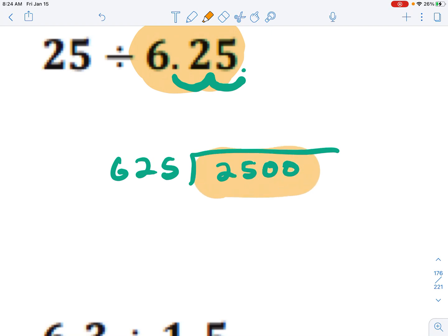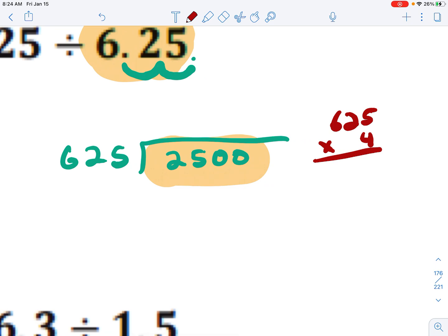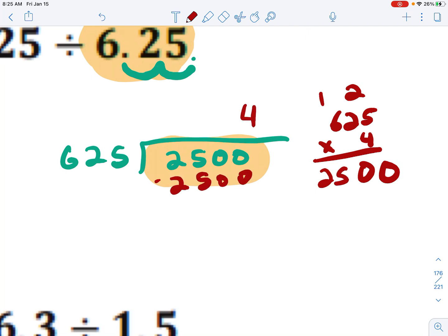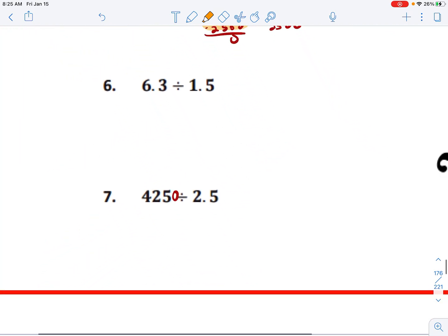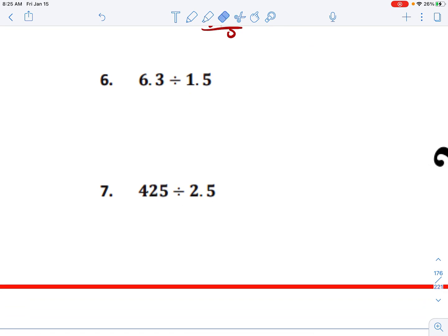Well, 625 can't go into 250, so we have to start with the whole thing. Think of 60 times 4. That is 2,400. So let's try 625 times 4. This is 20, 8, 10, and 24, 25. So it goes in evenly with no remainders 4 times. 4 is our answer.